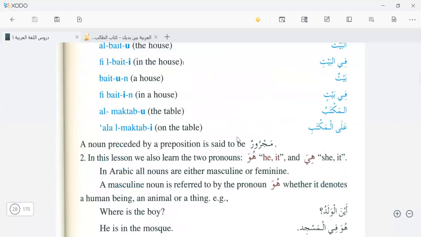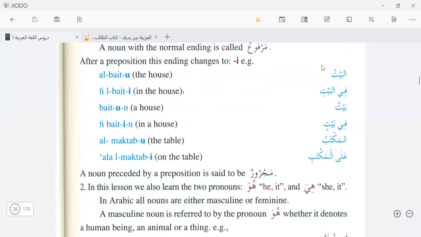What's majrur? Majrur is a noun that comes after a preposition. A noun preceded by a preposition is said to be majrur. Al-maktabi is majrur. Fil-baytin, baytin is majrur. Fil-bayti, bayti is majrur. So, inshallah, also keep in mind that.